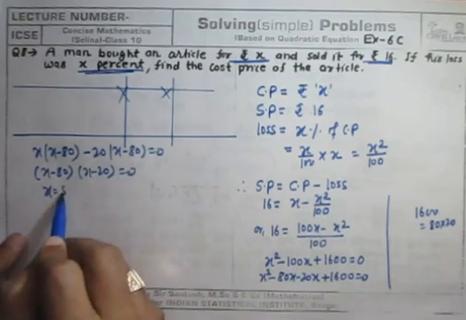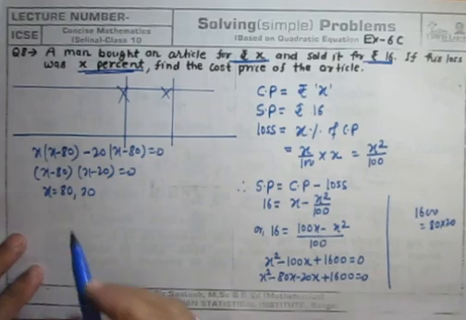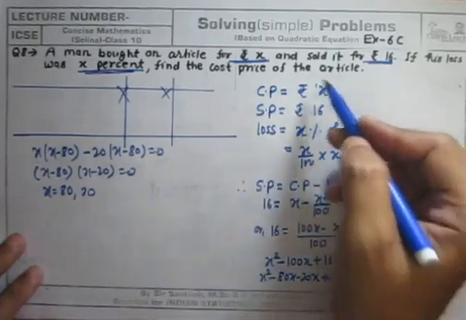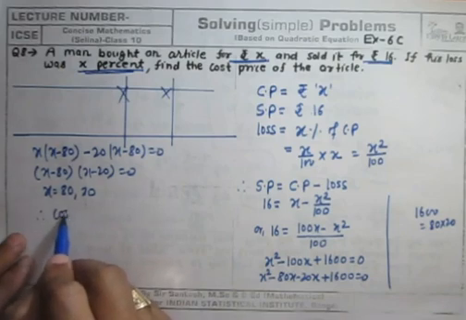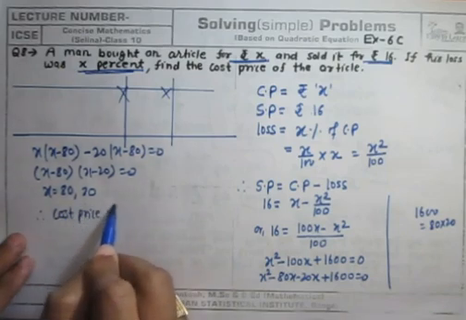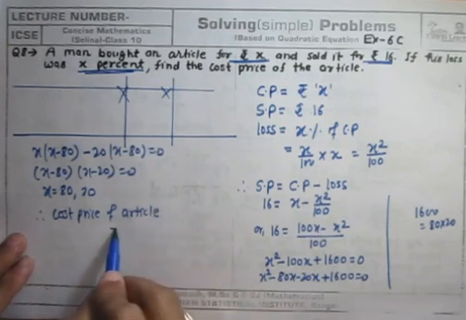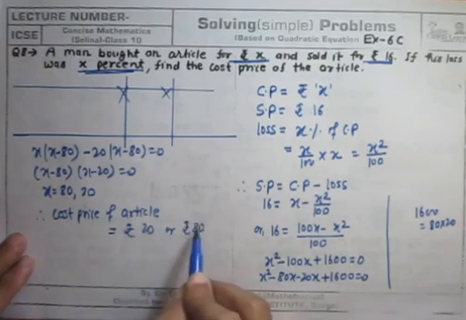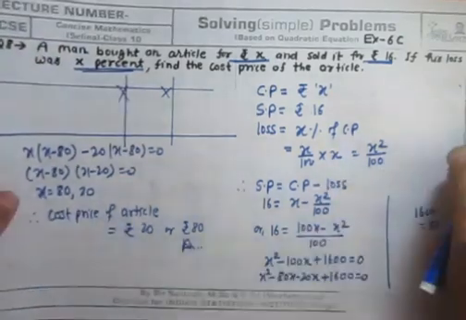So either x is equal to 80 or 20, and both are positive. So if you take 80, then also the answer will be correct. If you take 20, then this also will satisfy the condition. Therefore, the cost price of the article is equal to either rupees 20 or rupees 80. Both are correct. So this is question number 8.